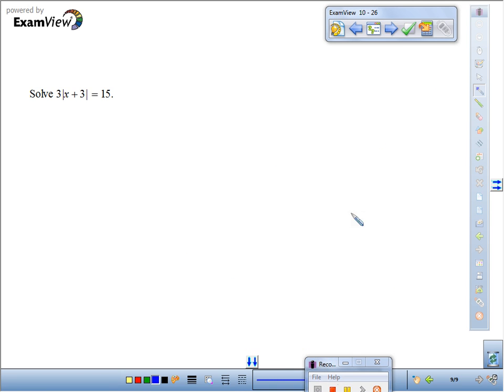Number 10. Absolute value of 3 times the absolute value of x plus 3 equals 15. Here it goes. What do you notice outside of the absolute value? The 3, which means if it's next to, that means it's multiplying. What is the inverse? We divide by 3. Whatever we do to one side, we do to the other side. 3 divided by 3 is 1. 1 times the absolute value, it's the absolute value. Equals 15 divided by 3, that's 5.